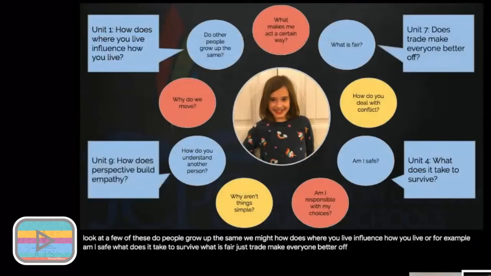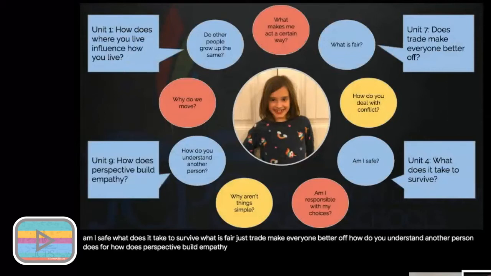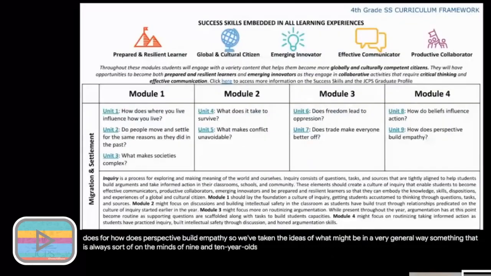How do you understand another person? How does perspective build empathy? So we've taken the ideas of what might be, in a very general way, something that is always on the minds of 9 and 10-year-olds, and we've transformed those into a curriculum that's guided, framed, and focused by these compelling questions.